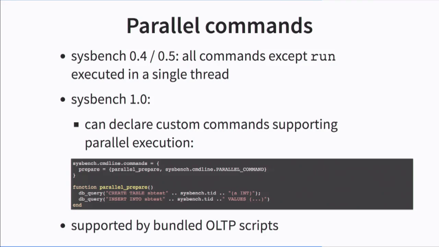Most commands except run were executed in a single-threaded context, and that was a serious limitation, mostly for the prepare command. But people wanted to generate the initial data set in multiple threads, because sometimes creating the initial data set for a benchmark requires loading gigabytes or terabytes of data that can take hours or even days. So doing it in parallel makes a lot of sense.